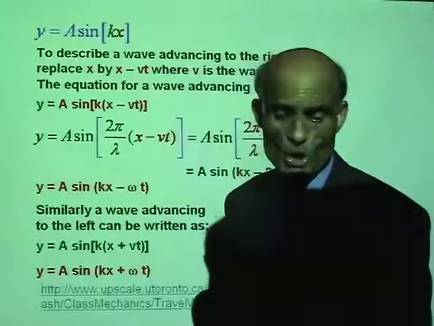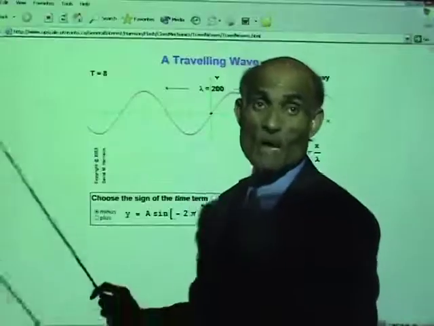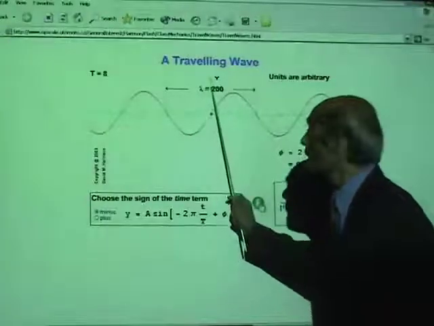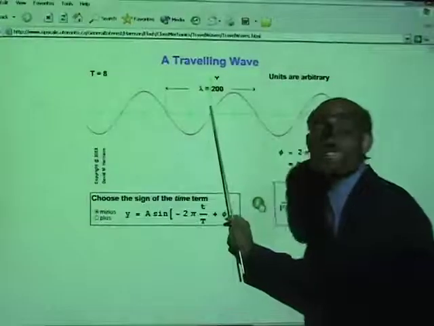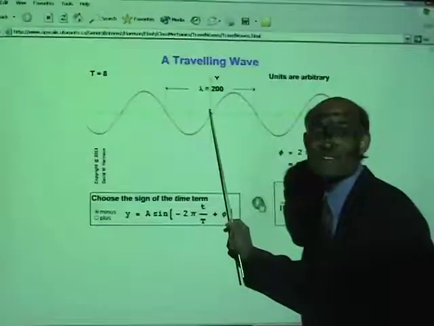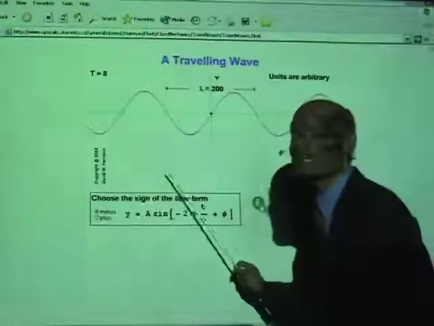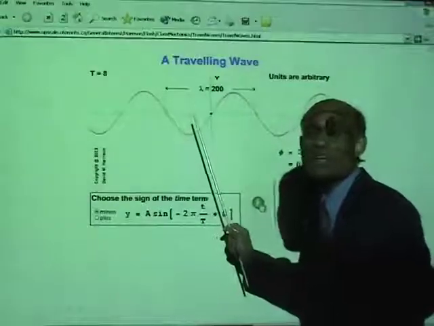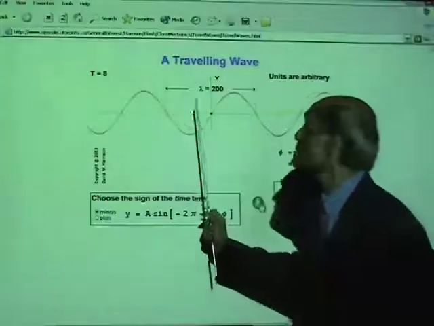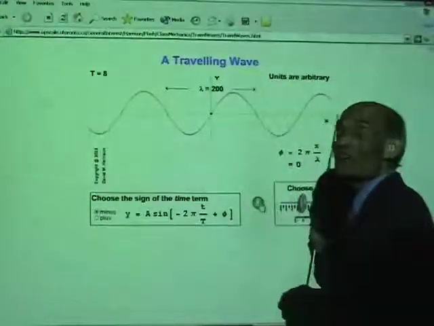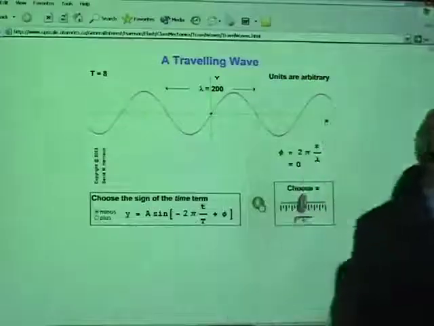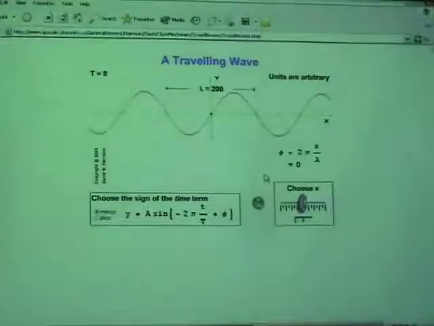Alright, let's take a look at, well, you have seen this animation in the last class. When this particle executes simple harmonic motion according to the equation y equal to a sin(kx minus omega t) or plus omega t, depending on whether the wave is advancing to the right or to the left. Is that right? Let's have a look at that one more time.